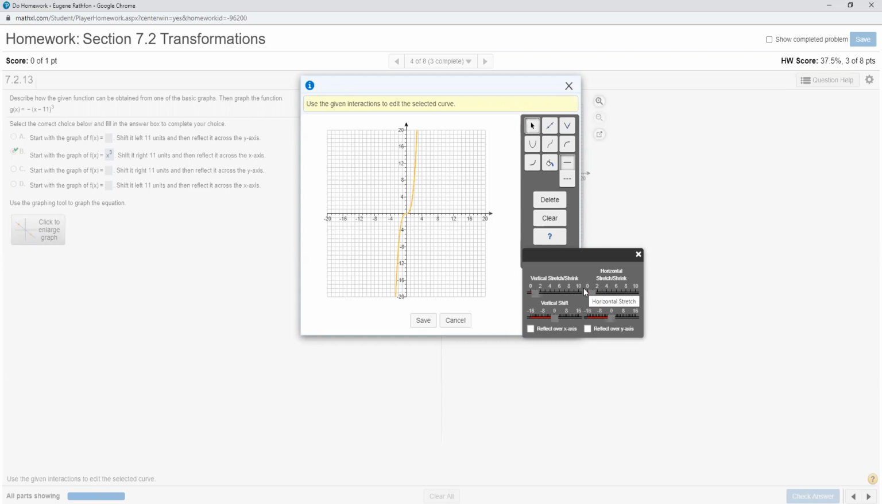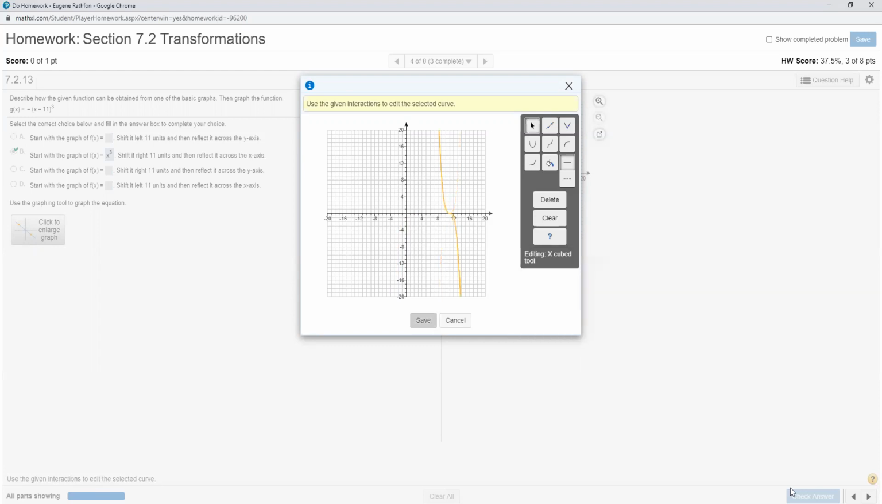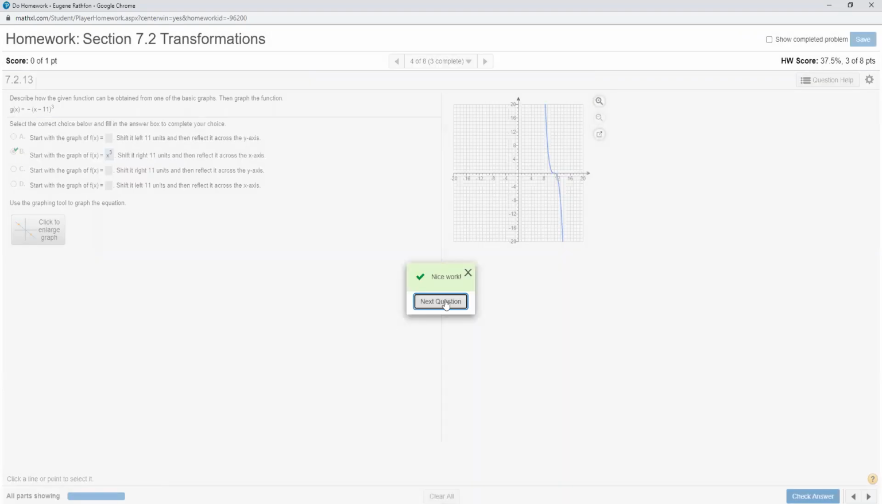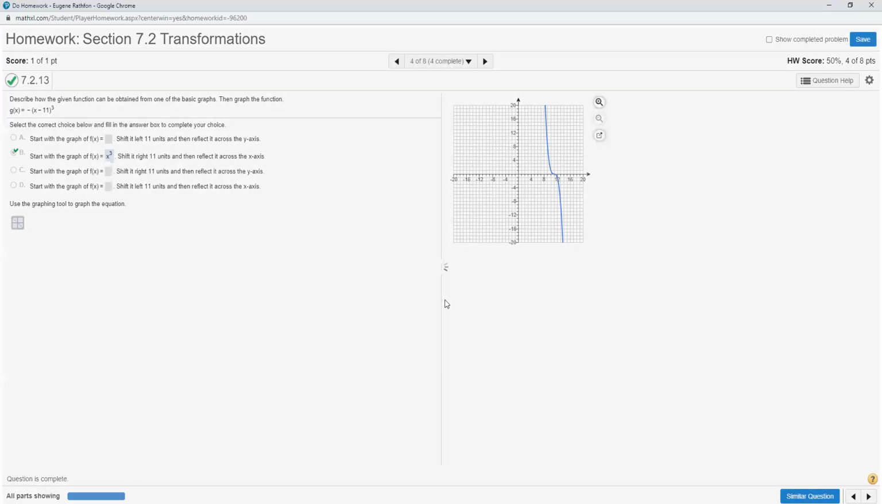So we did what? We went right 11 units. So that would be horizontal right 11. Whoops. All right, there's 11. And then I reflected across the X. So notice down here, you got 2 options. We reflecting over the X, so we're going to check that. Save our graph, and then check our answers. So they're not bad. I just wanted y'all to get used to being able to use these tools on here.